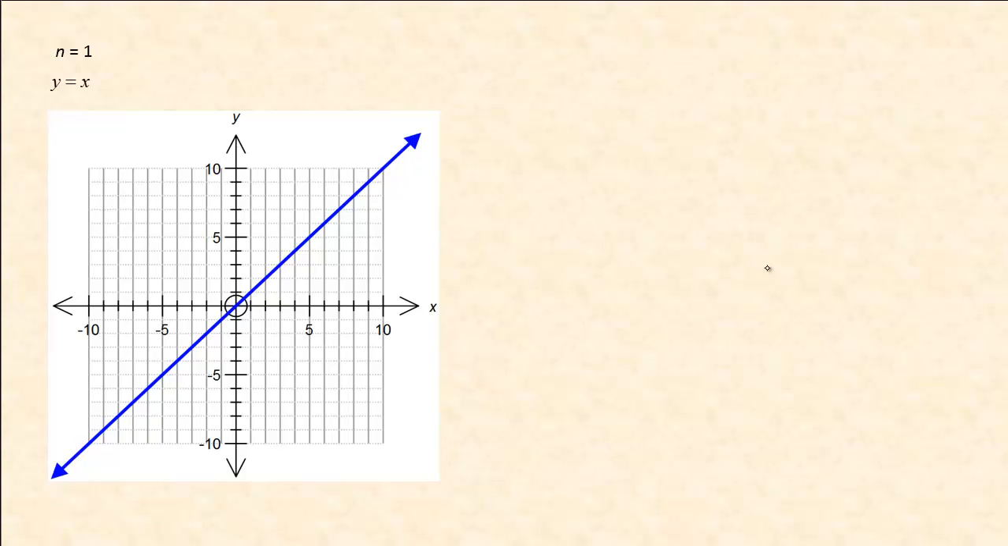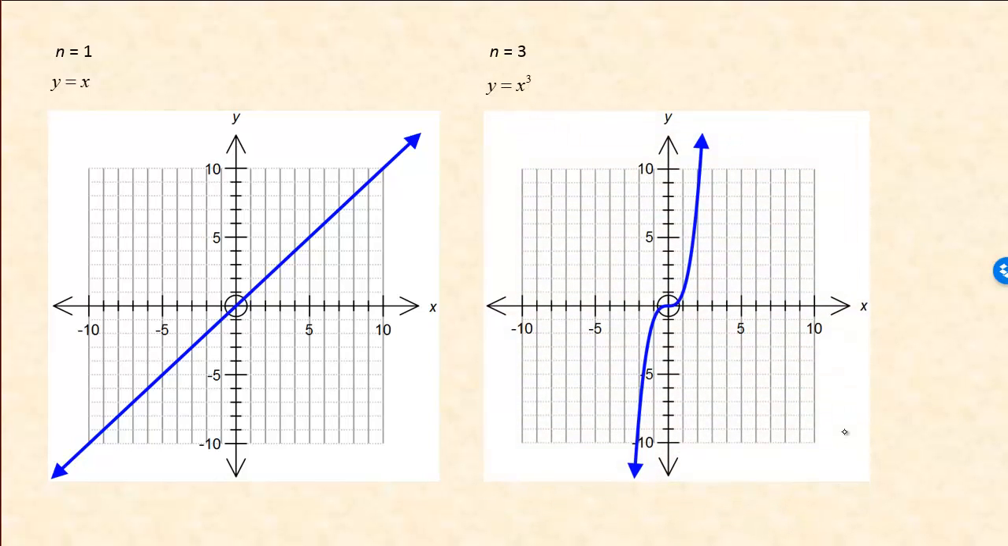Now I'm going to start by looking at the odd powers. So the next one I'm going to look at is n is 3, which would give us y is x cubed. Now that looks like this, and we're going to look at some of the features of this a bit later in the example.